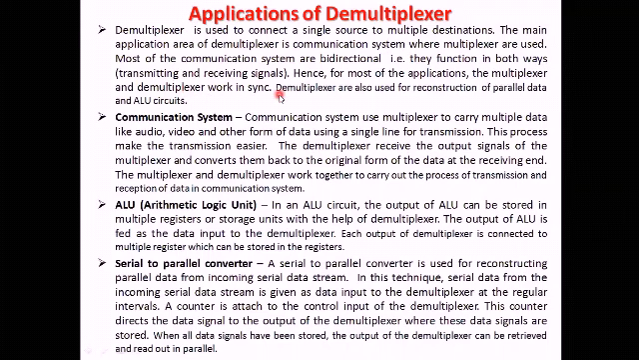Demultiplexers are also used for reconstruction of parallel data and in ALU circuits. Next is the communication systems.